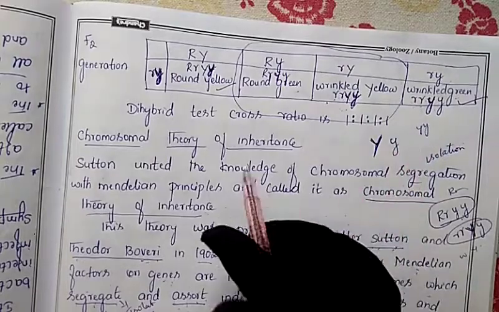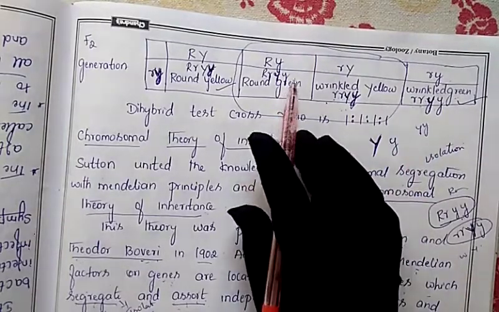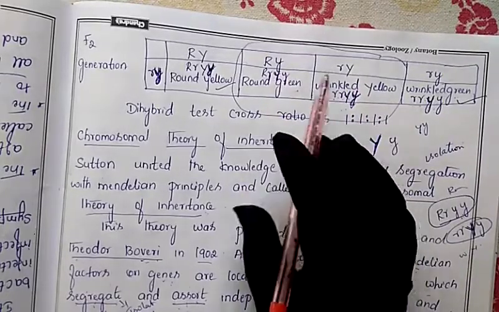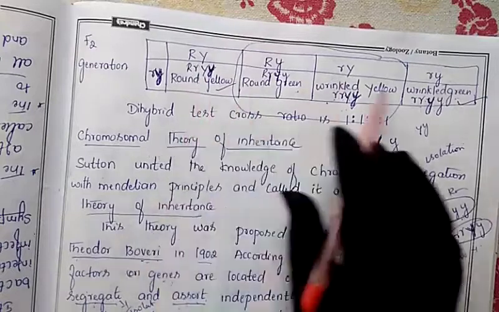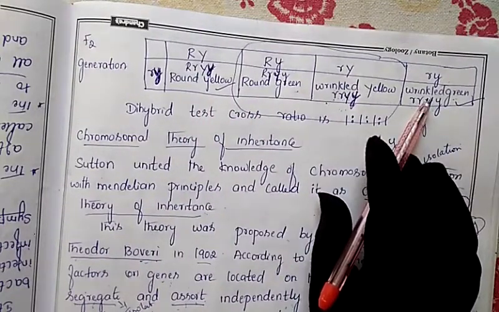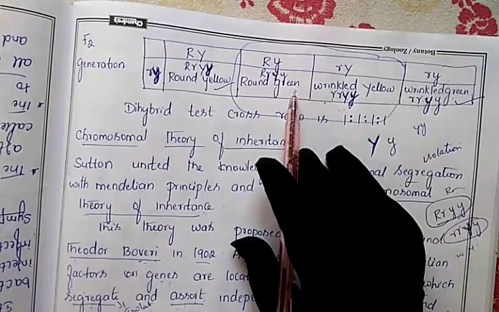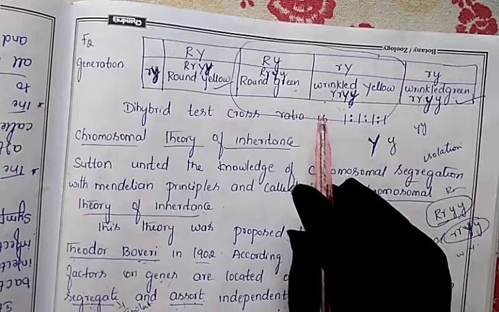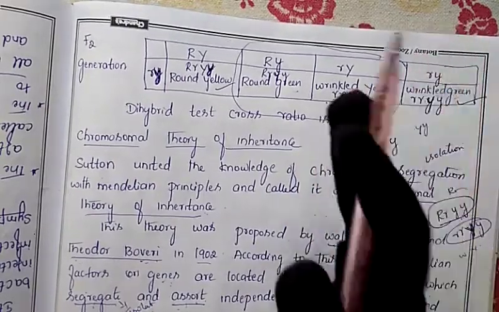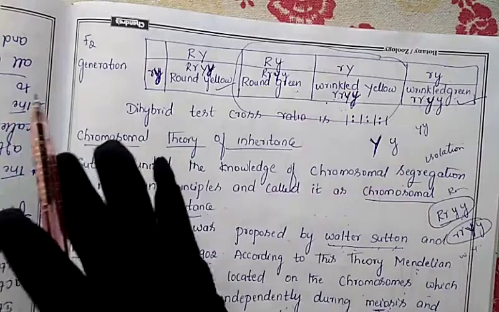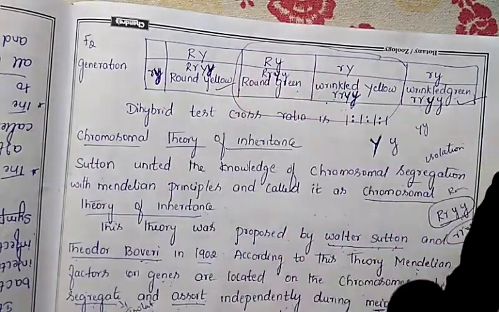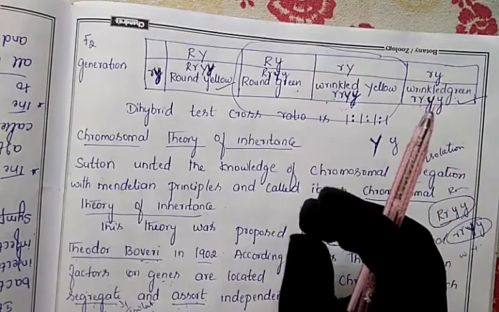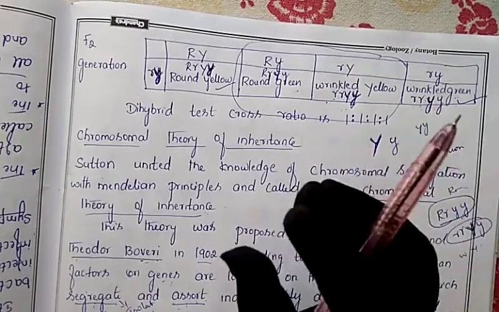That is why we got the new combination. See here, in the dihybrid cross we got the new characters. These two characters are not present in the parents. The two characters present in the parents are round yellow and wrinkled green. But in the offspring, new characters have appeared. If new characters are to appear, genes are responsible. The genes get separated, and after separation they combine together, recombine, and finally exhibit a new character.